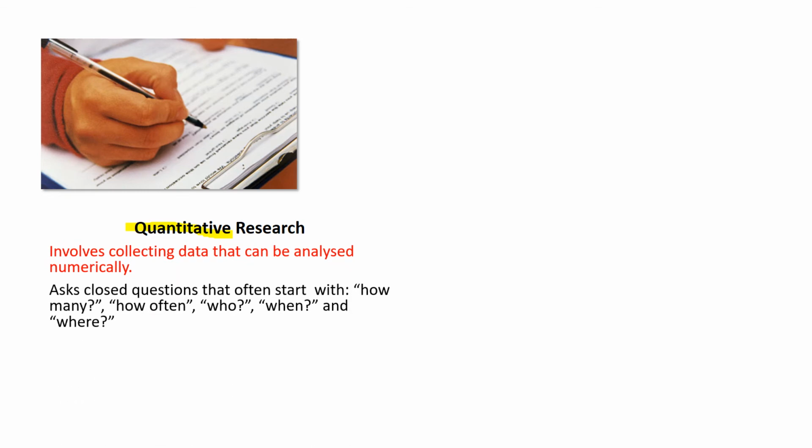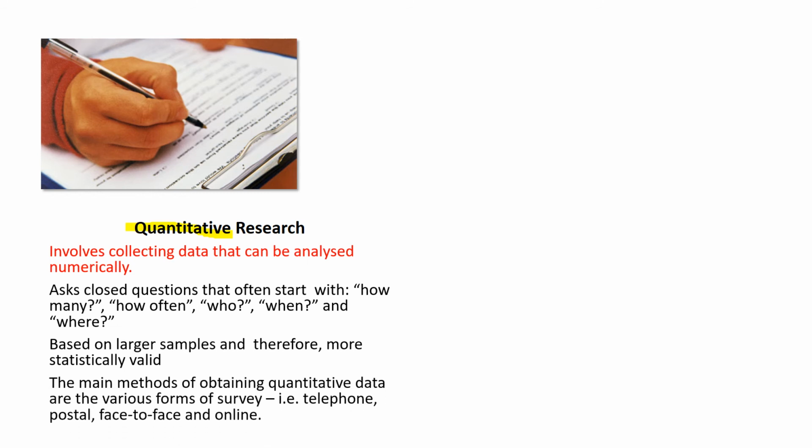Once we've done our research, we can look at the data that we've collected. And the data we've collected normally falls into two categories. The first one is quantitative style research. And this involves collecting data that can be analyzed numerically. So questions that are what we would call closed questions. So how many, how often, who, when, where, we can analyze those answers with numbers. 15 people said this, 20 people said that, and then start to test the data that we've got. So these tend to be based on larger samples and are more statistically valid. They normally come from surveys. So quantitative research, things that we can quantify with numbers.